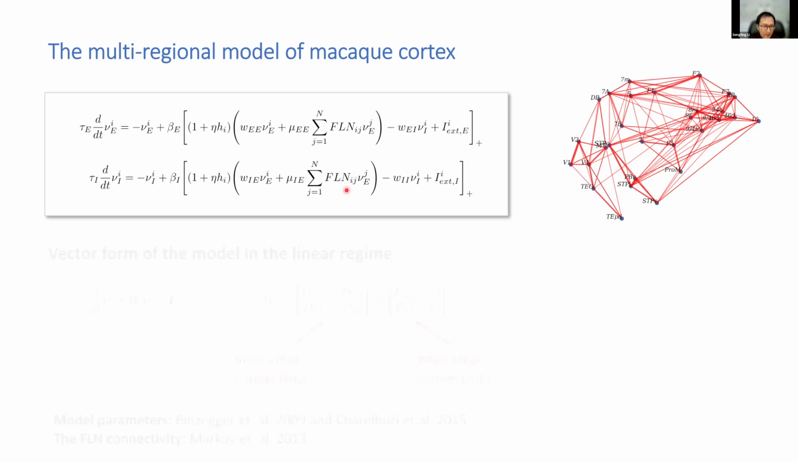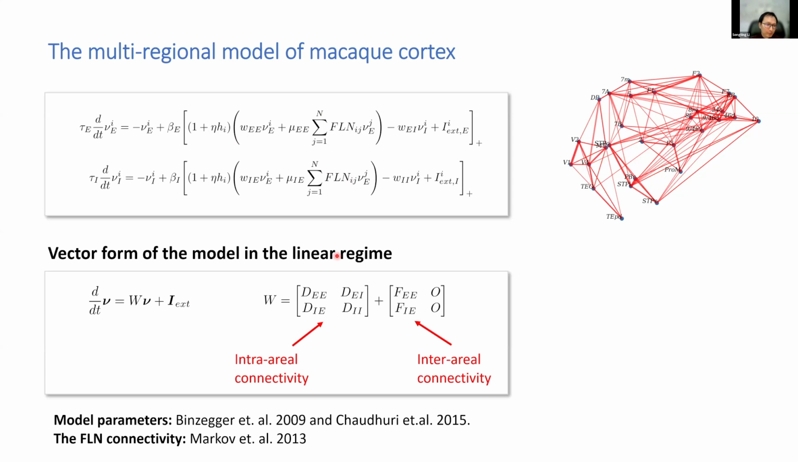We first rewrite this model in vector form. We denote nu as the firing rate vector for all these areas, and W is the connectivity matrix. We also have the external inputs. And W has two parts. One is the intra-areal connectivity that only describes the connectivity within each area. The other part is the inter-areal connectivity.